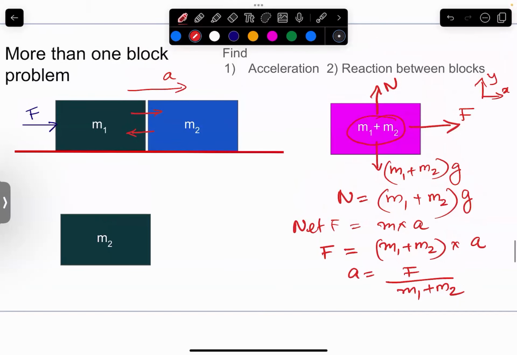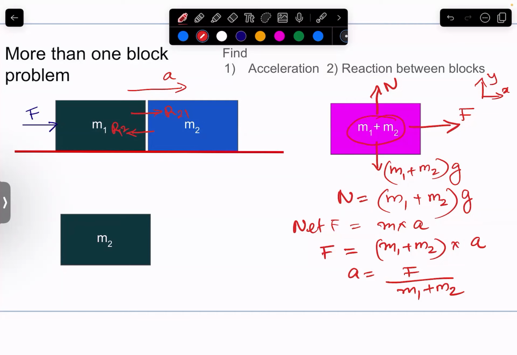Now we want to find the reaction force. As soon as these two blocks come into contact with each other, this block will exert a force on this block, that we can take as R21, the force exerted on 2 by 1. And M2 will exert a force on M1, so that is R12. These are an action-reaction pair.